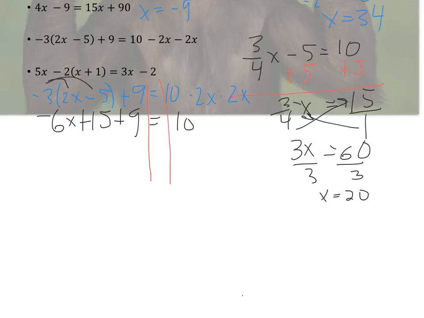Negative 2x and negative 2x, if we combine that, we're going to get negative 4x. Okay, and on this side of the equation, these two are like terms, so let's just combine those. We have negative 6x, 15 plus 9 gives us 24.